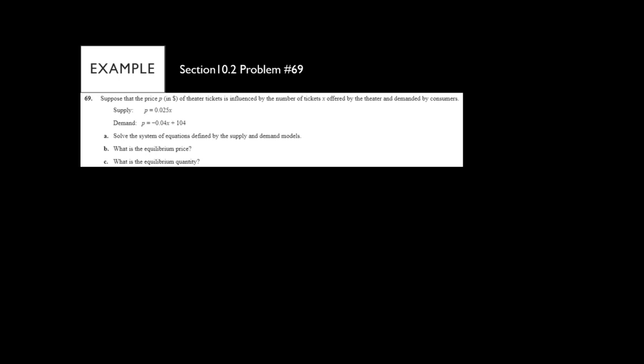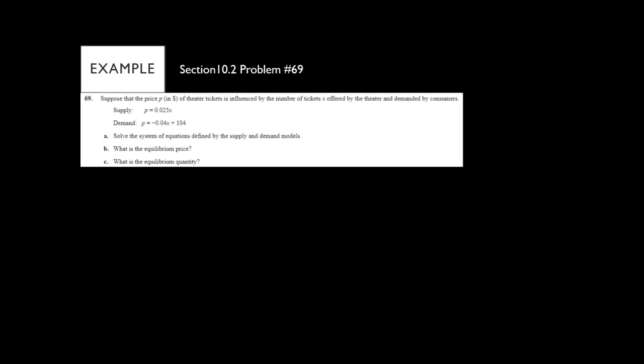And then we've got demand. Again, this is in price. It's negative 0.05x plus 104. That negative is telling us that the demand goes down as there are more tickets available. And then it just starts out at 104. So that 104 is just where you start off if you had no tickets.